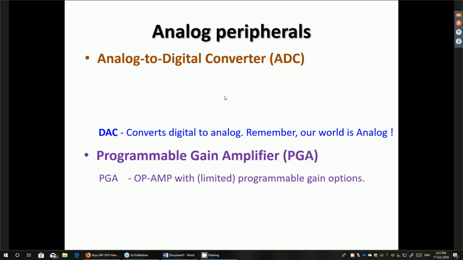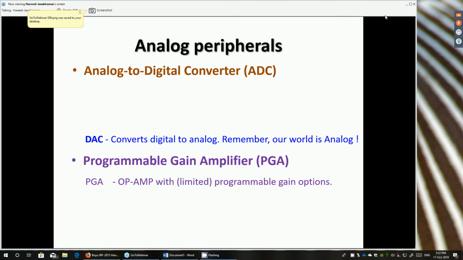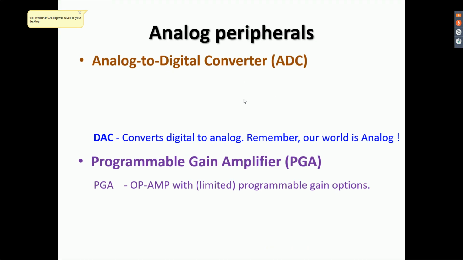And the all-important analog peripherals, because we live in an analog world. As much as every gadget that we use in our life, whether it's your cell phone or your CD player or your computer, any gadget that you can think of is digital, our world is analog, and human beings, we are all analog people. So we need peripherals that convert analog signals to digital and vice versa, right?